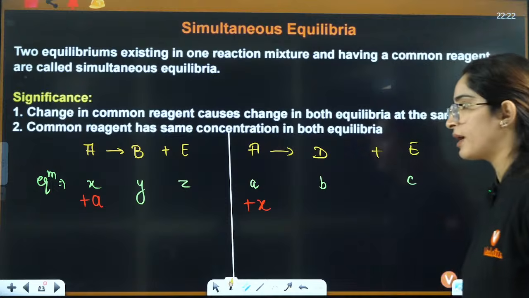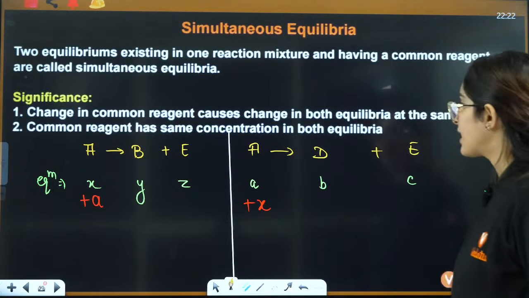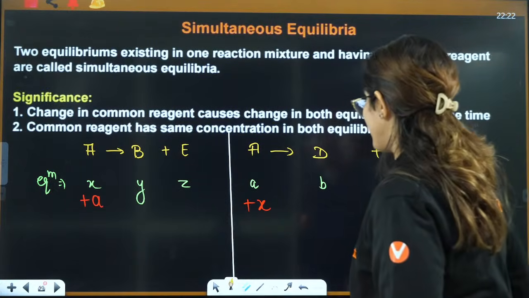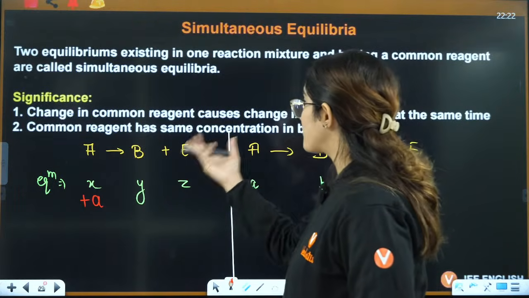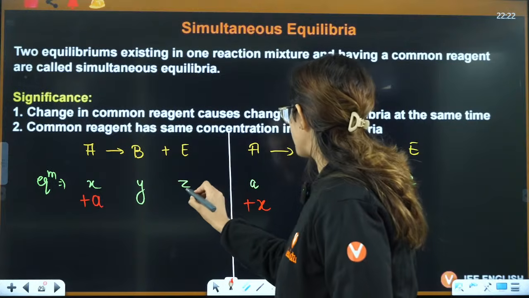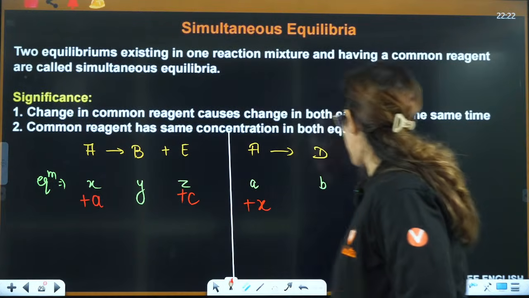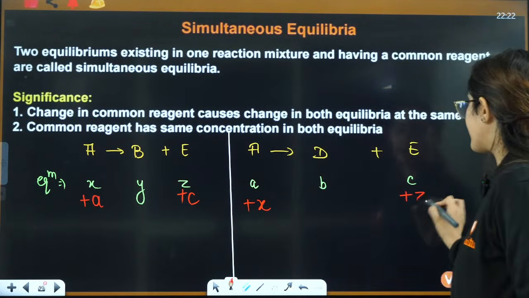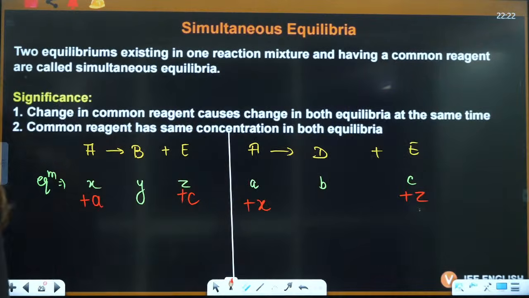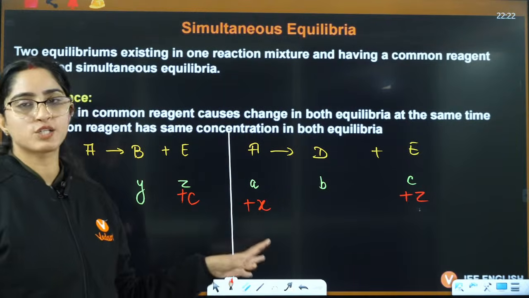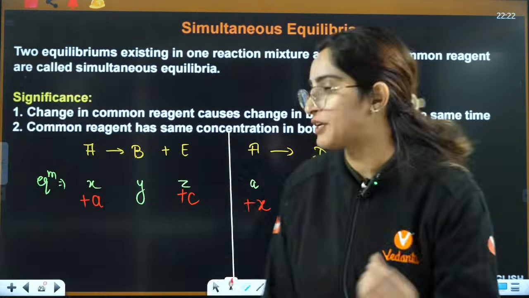Right? Okay? Achha, E is also common? Okay, that I didn't see. Very good. I thought I had taken it different. I don't know when I took E the same. So here C will be added and here Z will be added. Okay? So the common reagents, very good Rasik, very good. So the common reagents will have the same concentration.